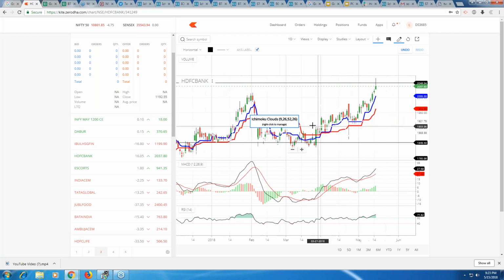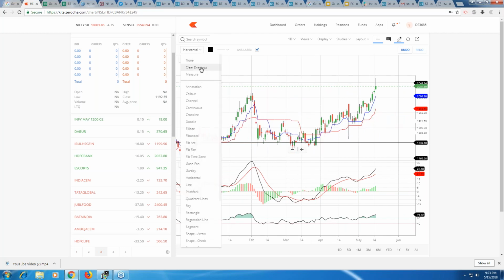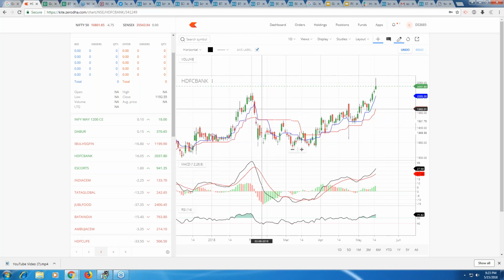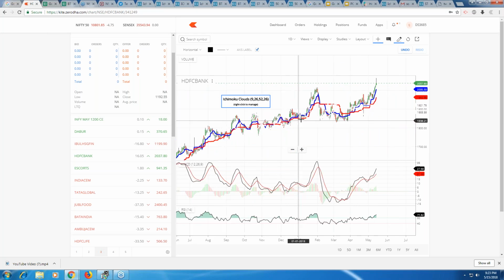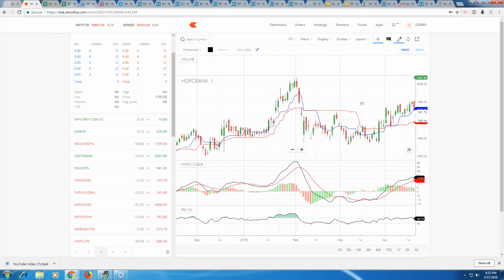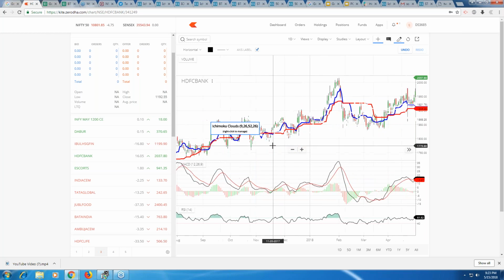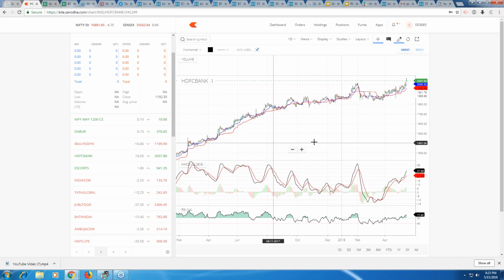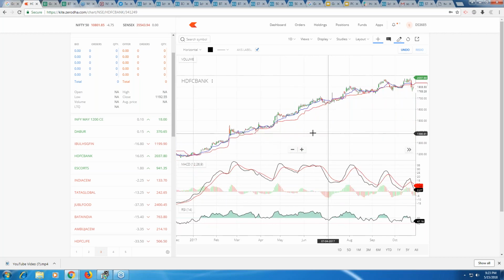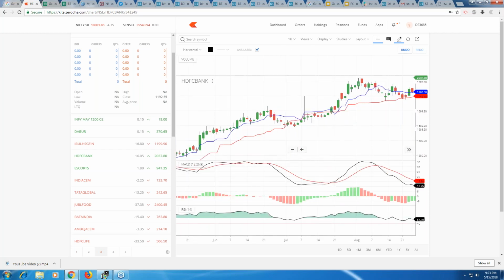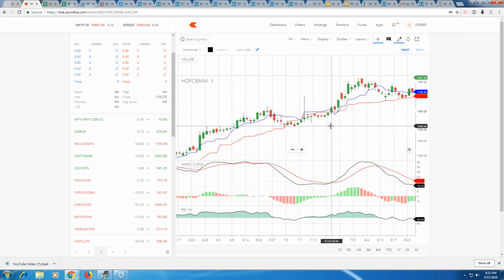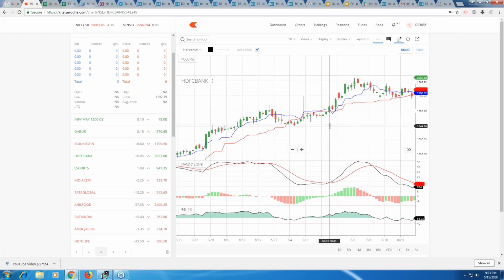I hope I'm making sense. So I've removed everything. There is no cloud, there is nothing, right? And what I'm looking for is simply the conversion line and the baseline crossover. I'm just looking at the conversion line and the baseline crossover. Simple. One day. For more entries, you can make it just 1 hour. In 1 hour, you will find many more entries.